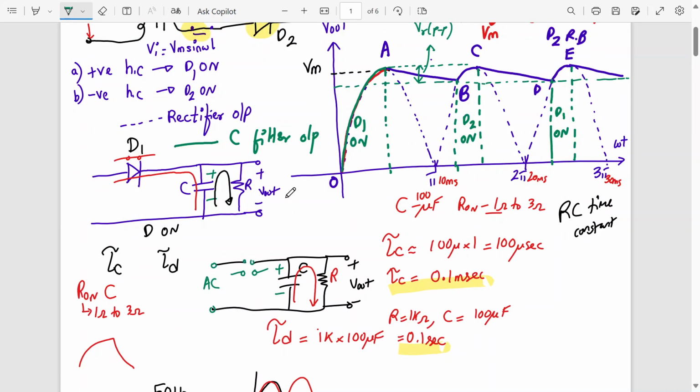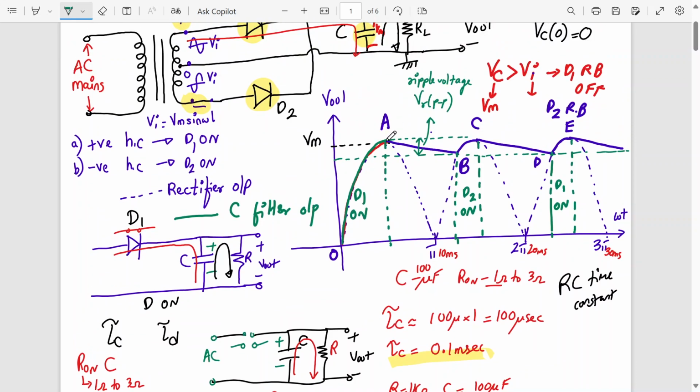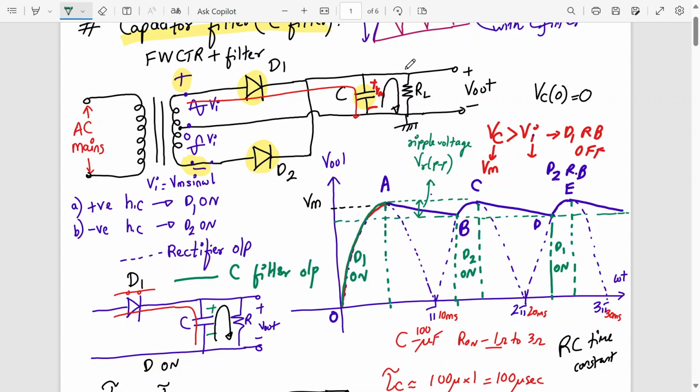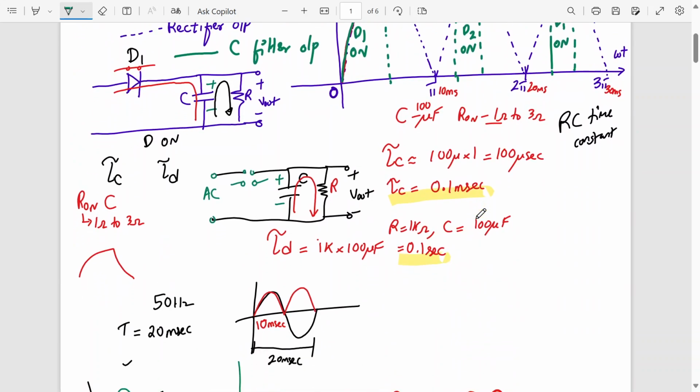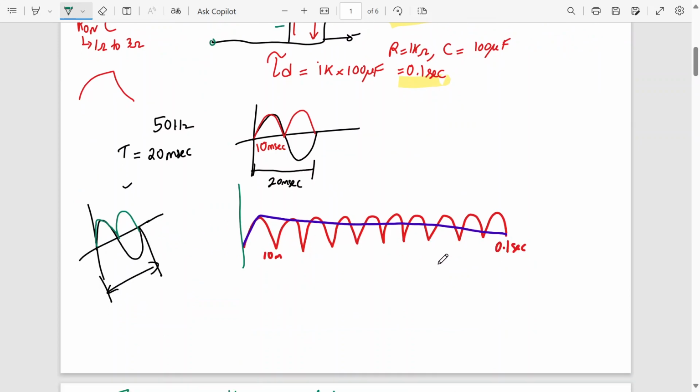So it charges instantaneously. But now after point A, the capacitor starts getting discharged via RL. So it will lose the charge slowly. Now the discharging time constant will be given by this RL and this C. Now this RL value might be, let's say, 1 kilo ohm, and this C is around 100 microfarad. So when you multiply 1k with 100 microfarad, it will be 0.1 second. Okay. Now will 0.1 second ever come in a 50 hertz signal? It will come after how much time? One period is 10 millisecond right now. So how many cycles until it comes?